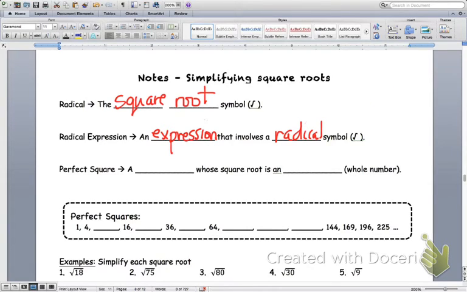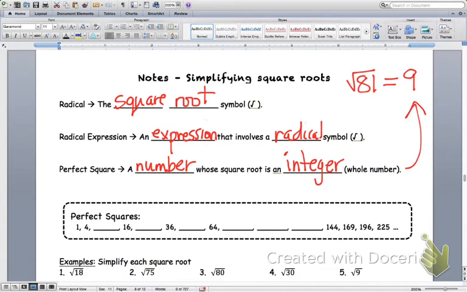All right, so a perfect square, I just mentioned this at the beginning. We're going to be simplifying square roots that are not perfect squares. So a perfect square is a number whose square root is an integer. And again, by integer, I mean a whole number. So pretty much like the square root of 81 would give me a whole number of 9. So these are called perfect squares because the answer is a whole number. But there are other radicals that are not perfect squares.